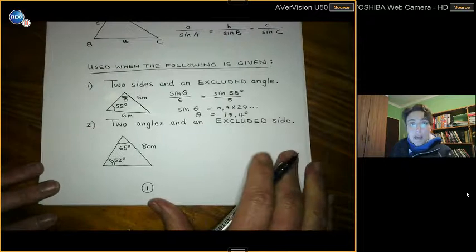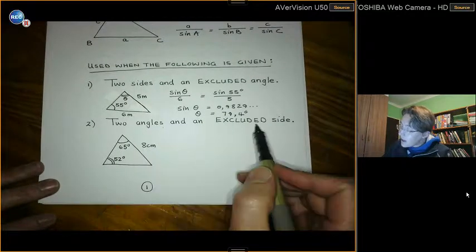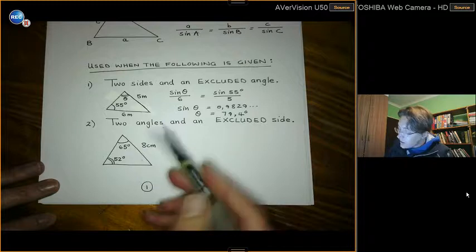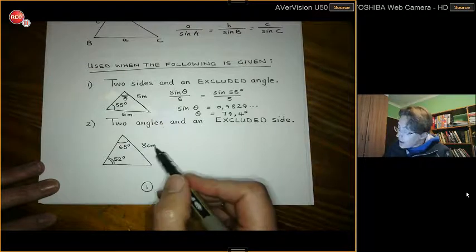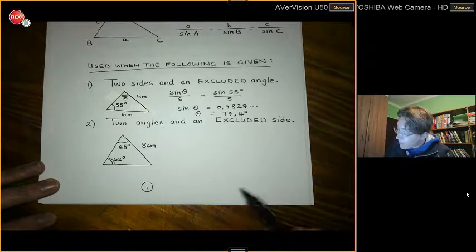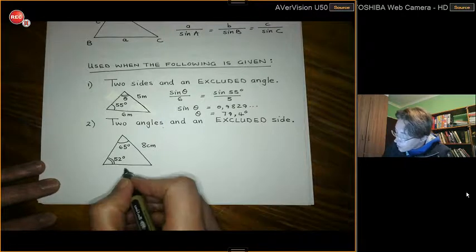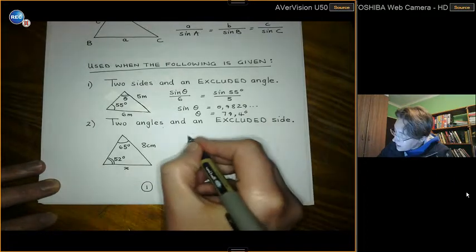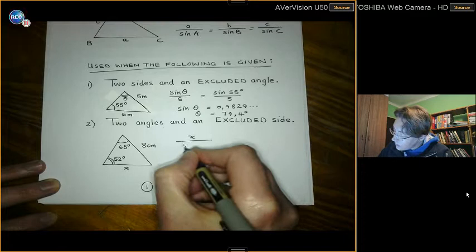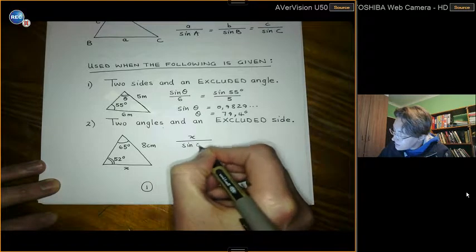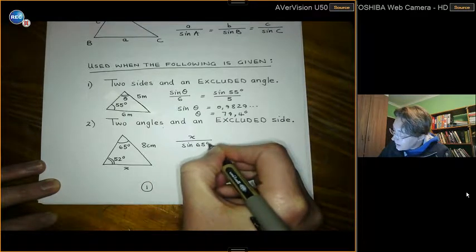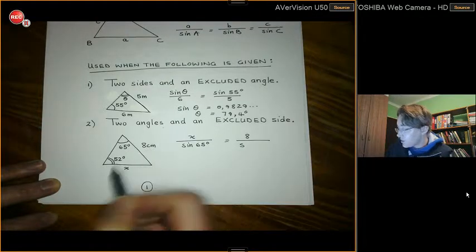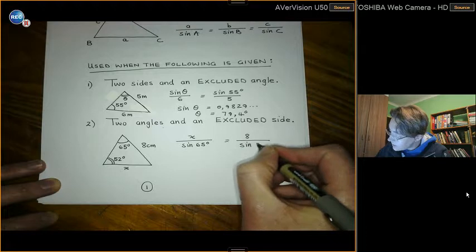Now, the sine rule also works if you have two angles and an excluded side. In this case, they've given you these two angles, the 52 degrees and the 65 degrees, and they've given you a side. And then they will require, for instance, for you to work out this side. Let's say this side is x. You can then work out this side by simply saying it's x over the sine of 65 degrees is equal to the other known side, which is 8, over the sine of the angle opposite to it. So it's the sine of 52 degrees.